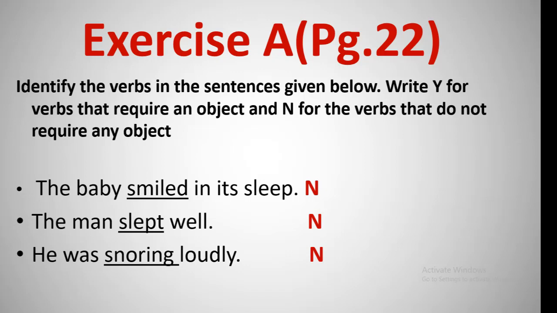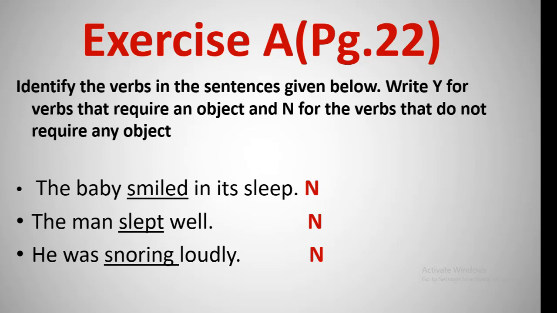In the next sentence, the man slept well. Here the verb is slept, and if we cover the word well and only say "the man slept," the sentence up to here is complete in itself and it is not requiring any further object. It is an intransitive verb. So we will write N here.